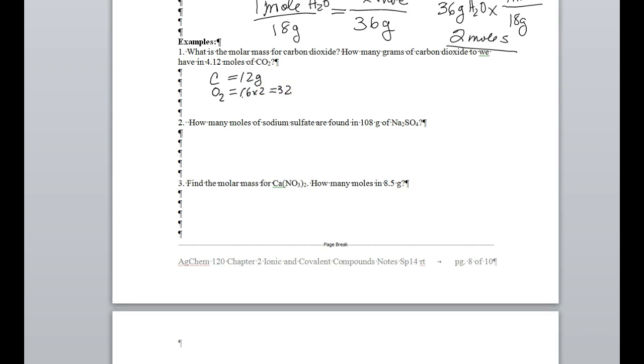So if I add 12 and 32, we've done this example before, because they gave us an .01 on the other one, so I'll add it back in because they have no idea where it came from. So we have 44.01 grams per mole of CO2.